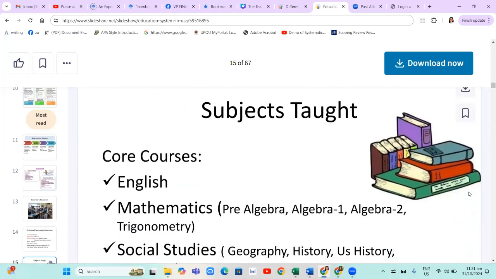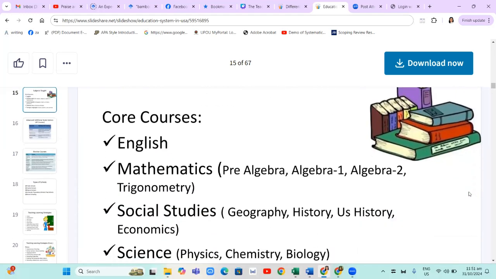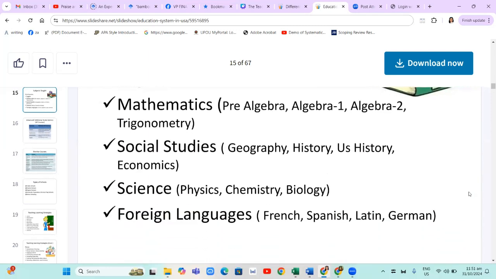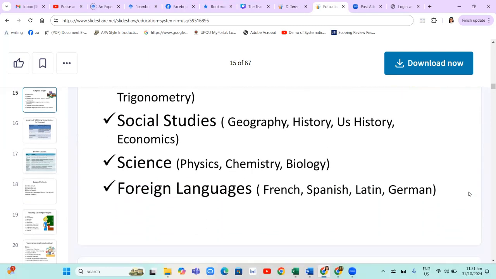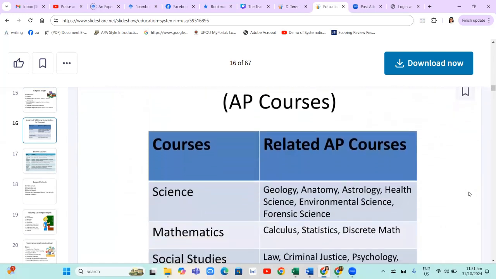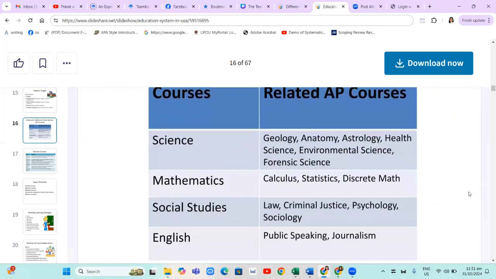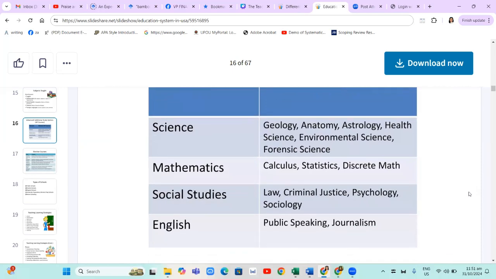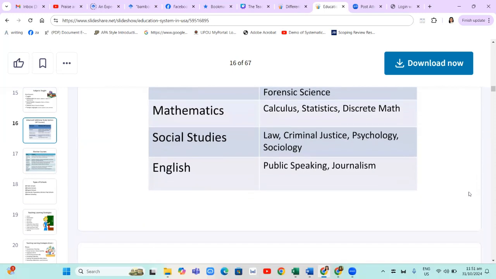The subjects taught are four core courses: English, mathematics, social studies, science, and foreign languages like French, Spanish, Latin, and German. In advanced study, there are additional options or AP courses. In science, you have geology, anatomy, astronomy, health science, environmental science, and forensic science. In mathematics, you have calculus, statistics, and discrete math. For social studies, you have law, criminal justice, psychology, and sociology. And for English, you have public speaking and journalism.